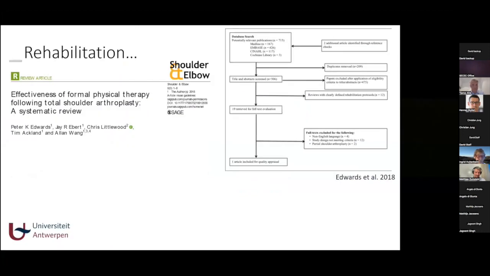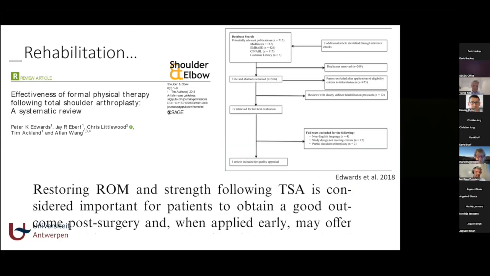Unfortunately, literature regarding this topic is scarce. Two systematic reviews are written considering this topic. The one only includes 1 RCT because only 1 exists, and the other one concludes that restoring a range of motion and strength following a shoulder arthroplasty is important.